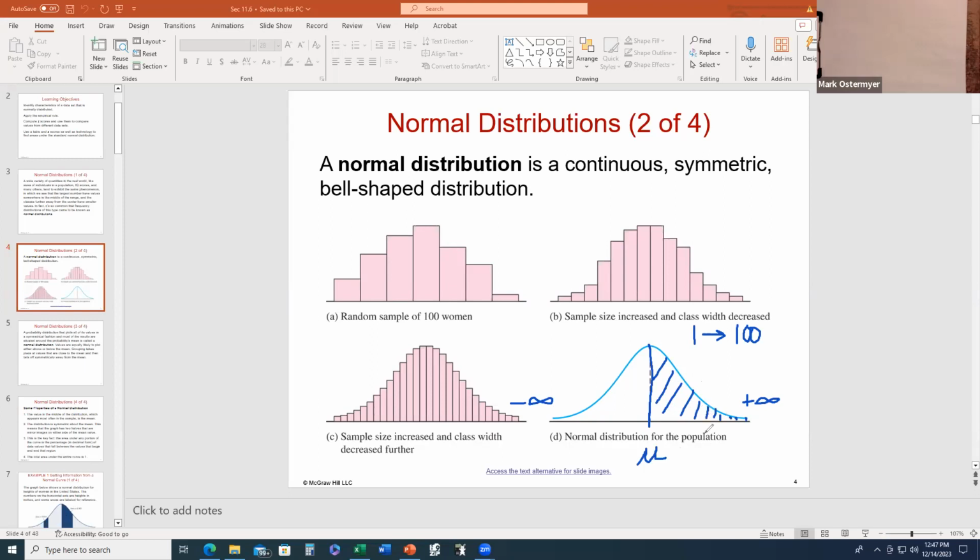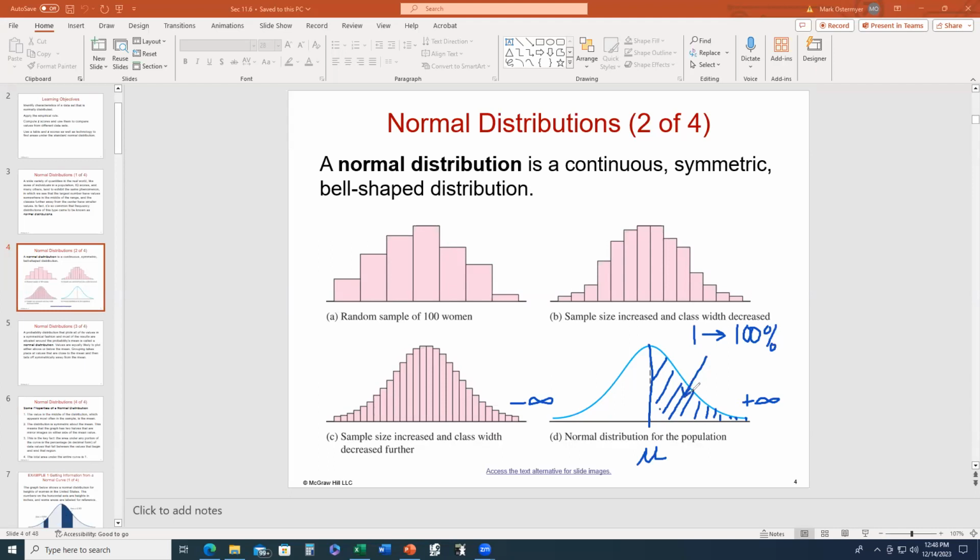Anybody? In other words, what's the area of the upper half of this curve? What do you think? What percent of the area of the entire curve is represented by the upper half of this curve? What would be your guess? If the entire area is 100%, what would be the area of the upper half? Upper half. What do you think?